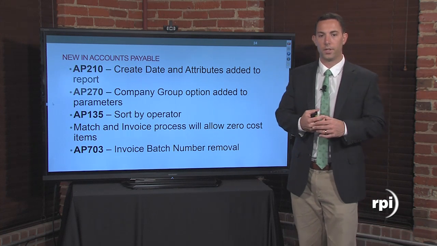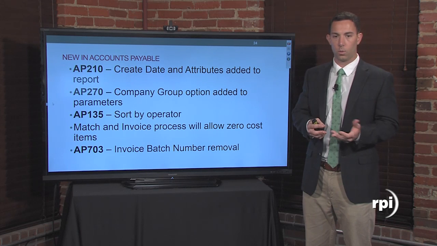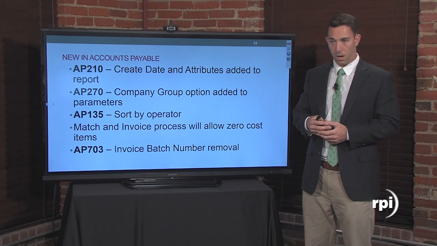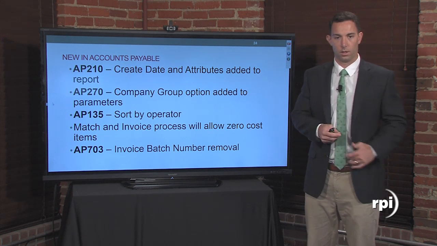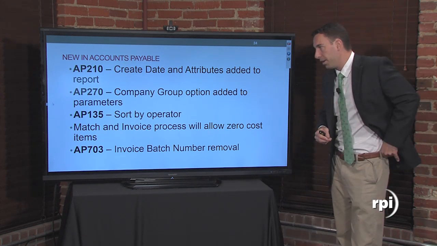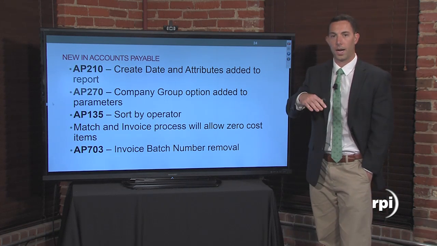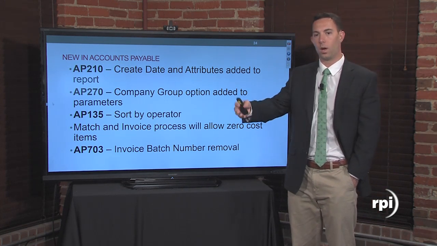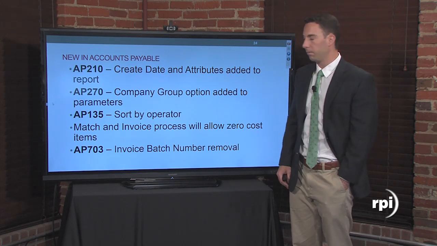Small thing on AP 270, your vendor payment history, your company group. So if you got more than one AP company, you can now put that whole group in there and run it once. AP 135, your vendor invoice audit report. You can now sort this by operator. So if you wanted to see who's doing what, are they changing, you can make that sort at the operator level.